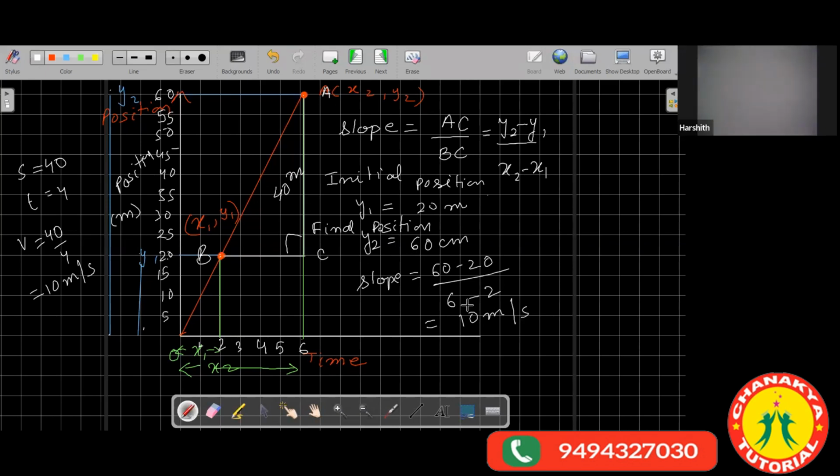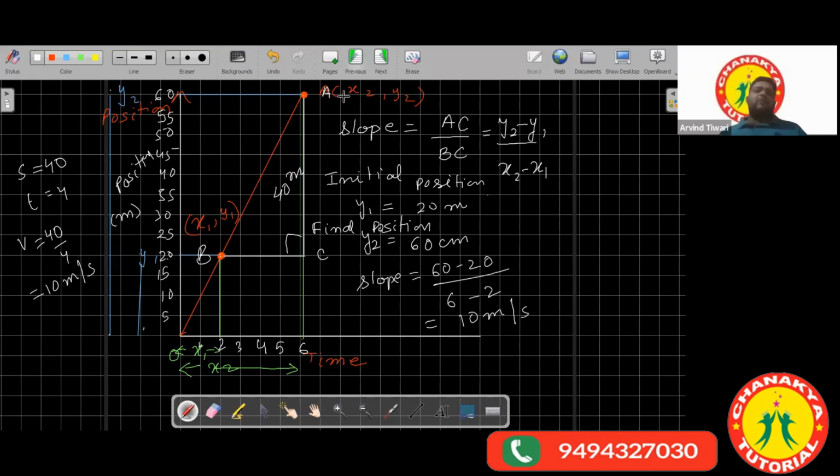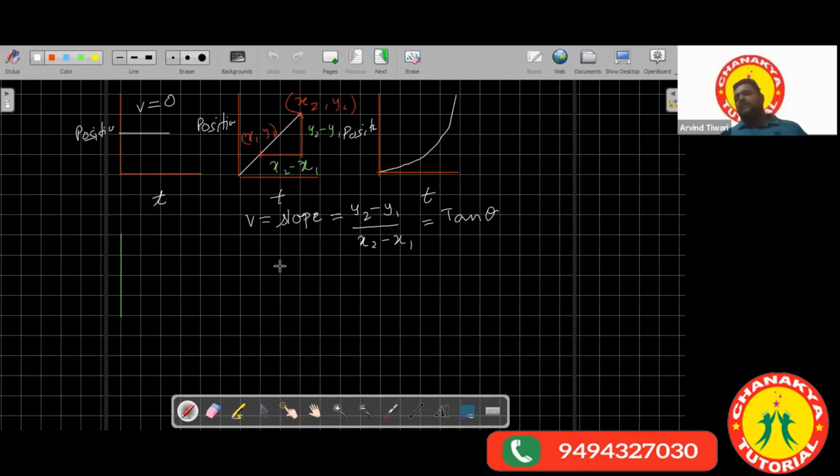Okay, so see here, from any of the graphs, that is the formula I have written. Velocity will be equal to the slope of the graph, which will be equal to y2 minus y1 over x2 minus x1. That we obtain as the velocity. So this is my position time graph. This is also a position time graph. This is also position time. Now, let's see another position time graph here and find out the velocity.